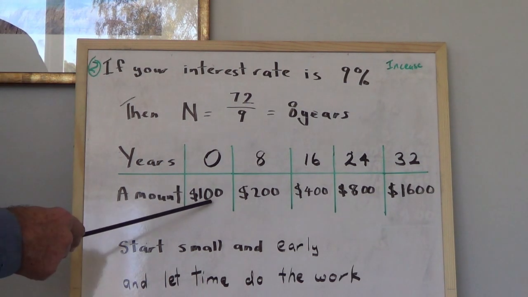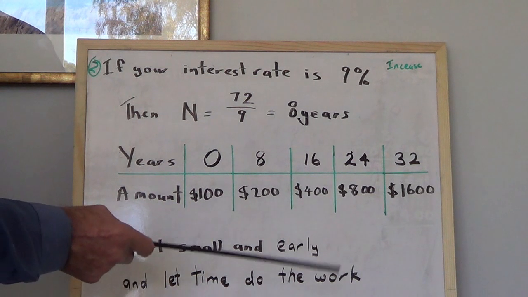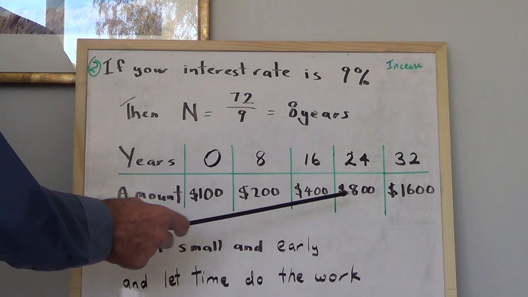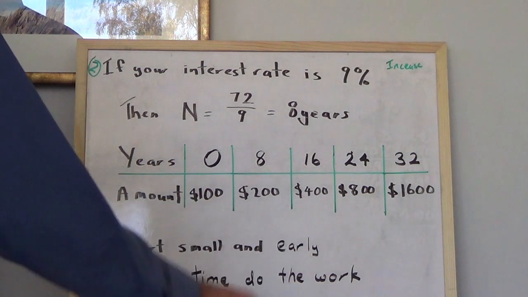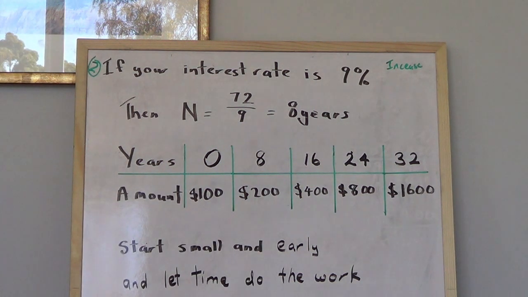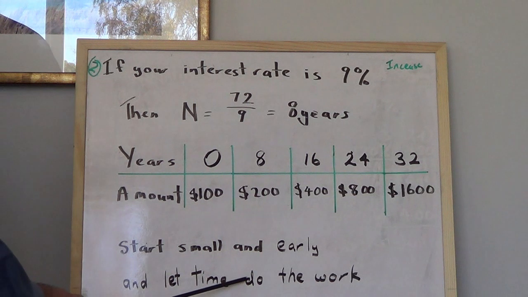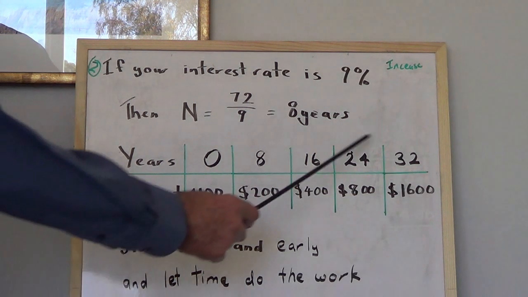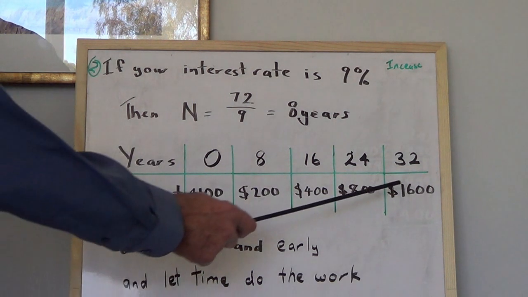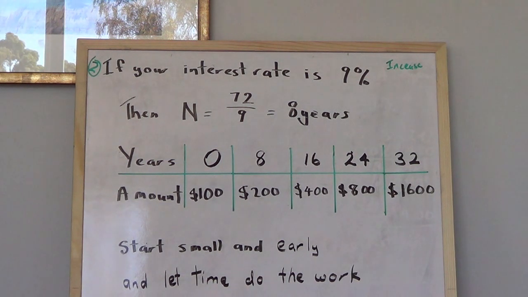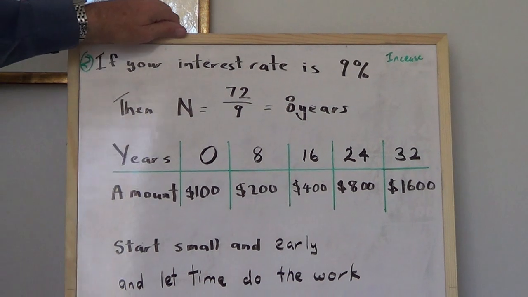So you start with $100, in 8 years get $200, 16 years, 400, 800, 1600. And there's an interesting principle. It goes like this. You can start small and early and let time do the work. See, it's taken 32 years, but you started at 100 and you ended up at $1,600. Alright, well let's do the next example.